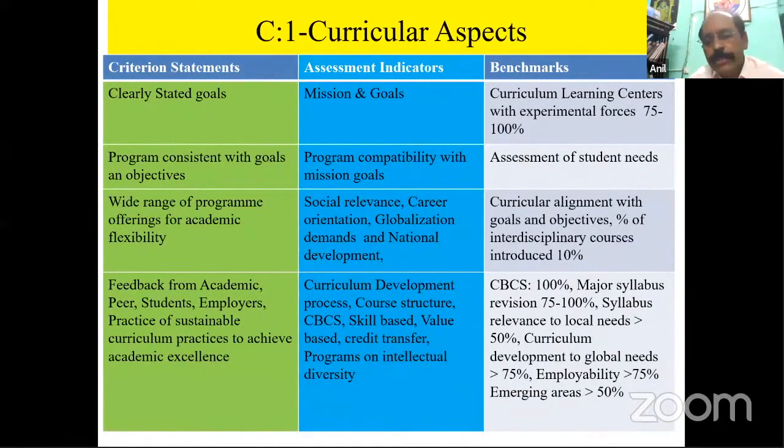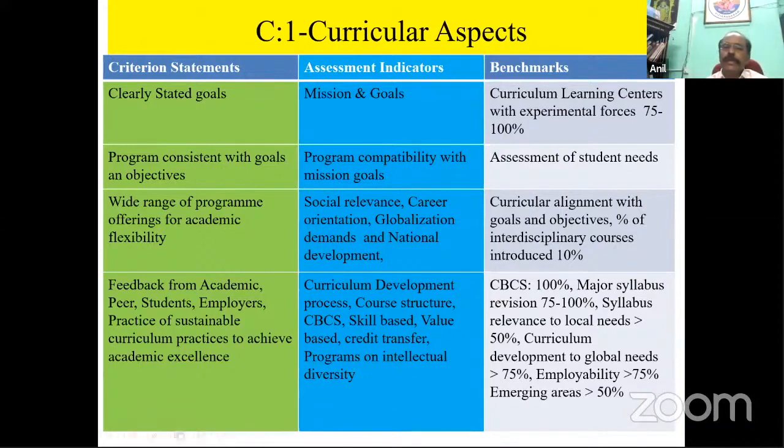These are some of the benchmarks I would like to mention, a few, criteria-wise. Coming to the curricular aspects, this can be divided into 3: a criteria statement, assessment indicators, and benchmarks. For example, the criteria statement must be whether the institution has clearly stated goals. Yes, definitely every institution has clearly stated goals, and these goals must be stated in your mission as well as the goals and vision.